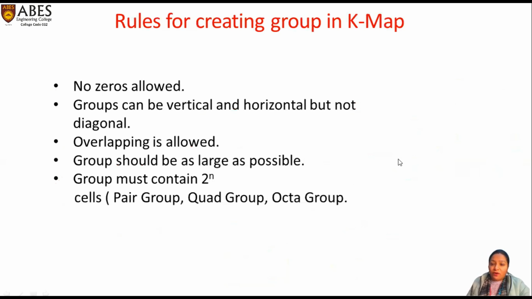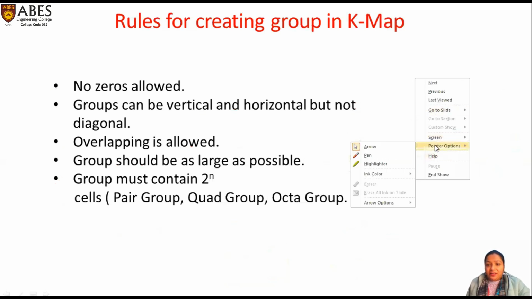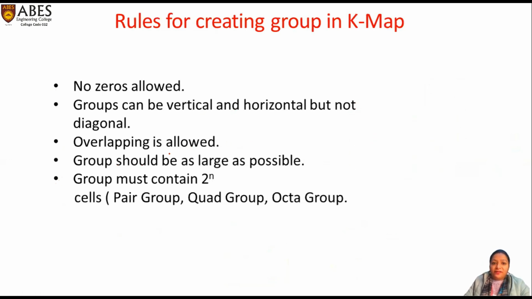Now, there are some rules to be followed while representing the Boolean expression in K-map. First of all is no zeros are allowed. This means that we generally solve the K-map for sum of products. By default, we solve them for sum of product, and in sum of product, we place the cell values as 1. And in case of product of sum, we fill the cell values with the value 0. But in case of sum of product, we fill the cells of K-map with 1. Now, second point is group can be vertical and horizontal, but not diagonal.